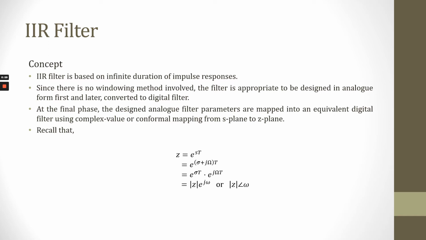Furthermore, because there are powerful design procedures that facilitate the design of analog filters, this approach to IIR filter design is relatively simple. Since there is no windowing method involved, the filter is appropriate to be designed in analog form first and later converted to a digital filter. In the final phase, the designed analog filter parameters are mapped into an equivalent digital filter using complex-valued or conformal mapping from the S-plane to the Z-plane, through the Laplace S transform into the Z transform.